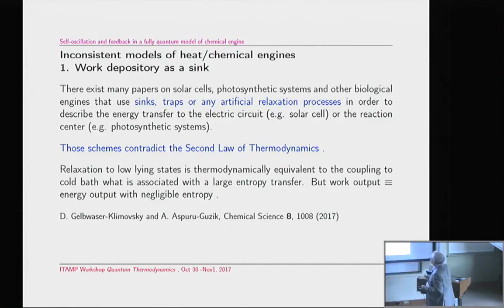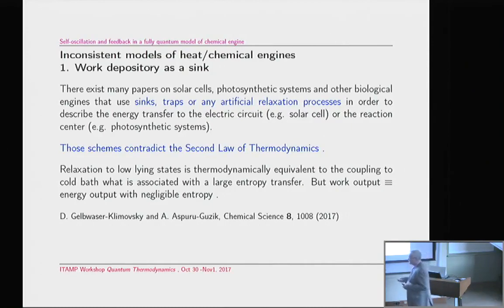But again, this is highly inconsistent with the second law of thermodynamics. Simply, if you calculate the entropy balance and so on, you see that the relaxation to low-lying states means that there is a large entropy transfer to this state. Because such a low-lying state is essentially equivalent to a coupling to a cold bath at almost zero temperature. And in the formula for entropy exchange, you always divide heat by the temperature. So it's a large entropy transfer in this model.